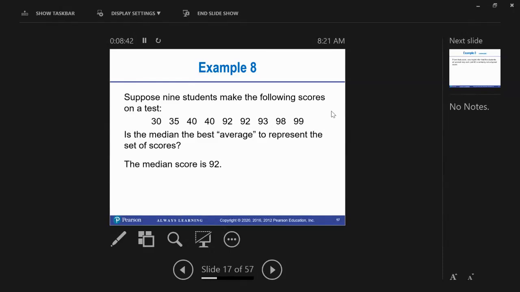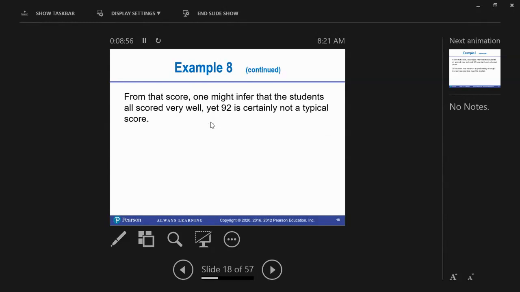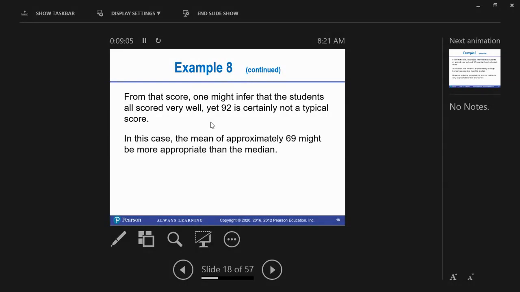Okay, but would you say that the average of these scores would be 92? Definitely not, because all of these lower scores, it's like they don't exist if you say the average is 92. From that score, you might infer that the students all did very well if you say 92 is your average, but that's not a typical score. So in that case, the mean, which is 69, if you were to calculate that, is going to be a more appropriate average of the scores.